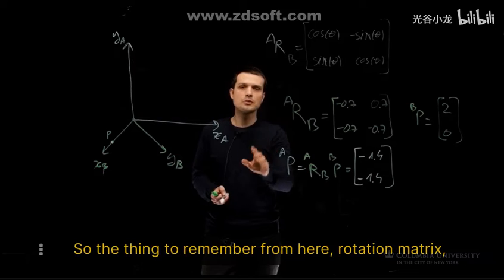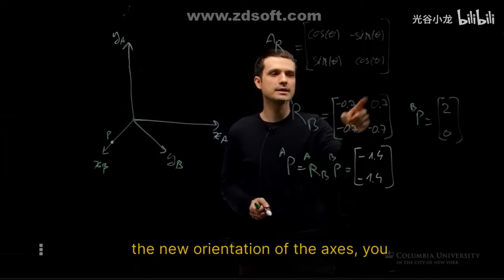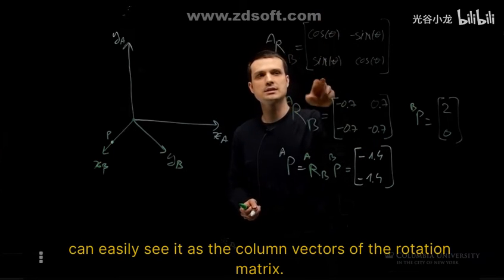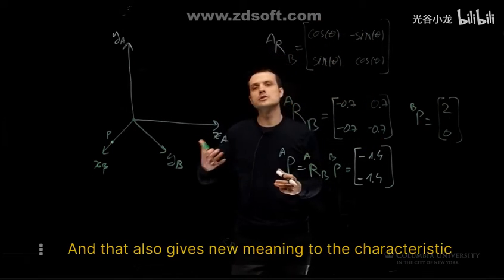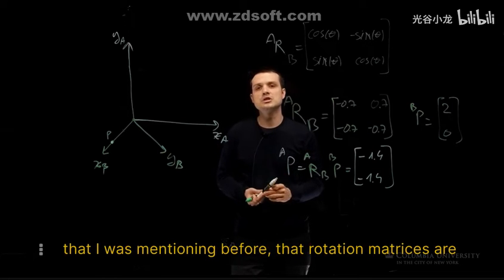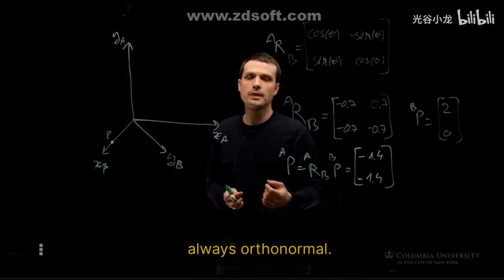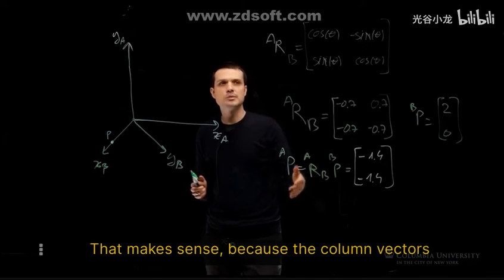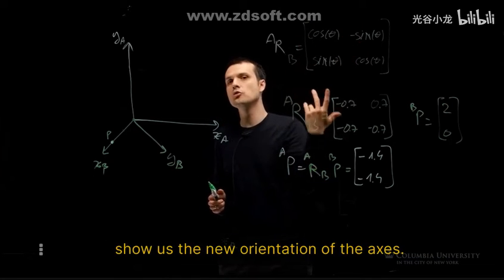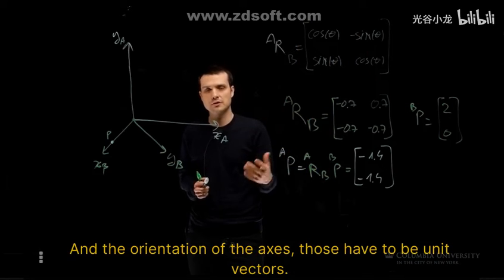So the thing to remember from here, rotation matrix, the new orientation of the axes, you can easily see it as the column vectors of the rotation matrix. And that also gives new meaning to the characteristic that I was mentioning before, that rotation matrices are always orthonormal. Right? So the norm of any column vector is 1. That makes sense because the column vectors show us the new orientation of the axes. And the orientation of the axes, those have to be unit vectors.